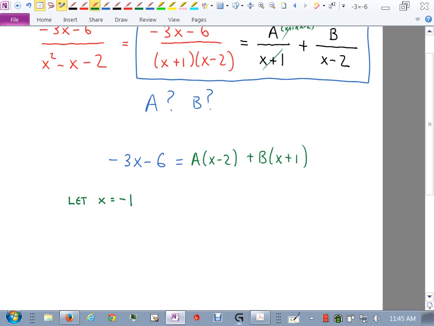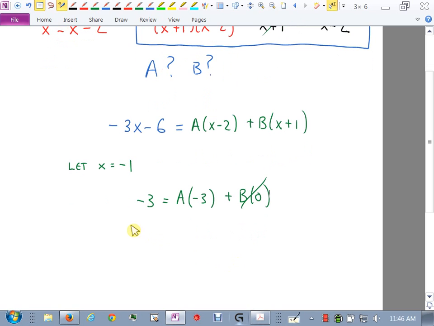So I'm going to let x be negative 1. If x is negative 1, I'd like for you to rewrite this entire line. What would you get? Replace all your x's with negative 1s. 3 minus 6, so negative 3 equals A times negative 1 minus 2, which is negative 3, and then plus B times what? 0, and that was the whole idea, it killed this off. And so this is really negative 3 equals negative 3A. Divide both sides by negative 3, and you get A is 1, right? So I know what A is now. I'm happy.